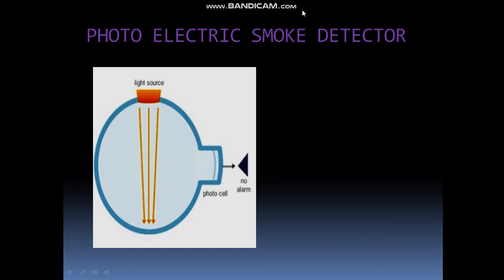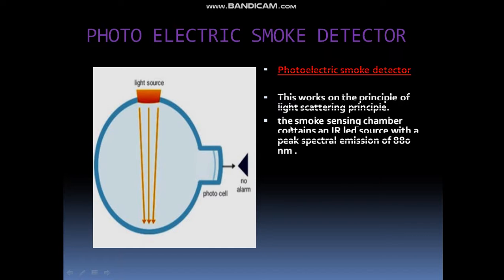From the LED the light rays are entering this chamber, and the light is reflected from the walls of the chamber. That light is delivered to the photocell, which converts light energy into electrical energy. Here the photodetector or photocell converts the light energy into electrical energy that is sent into the alarm.